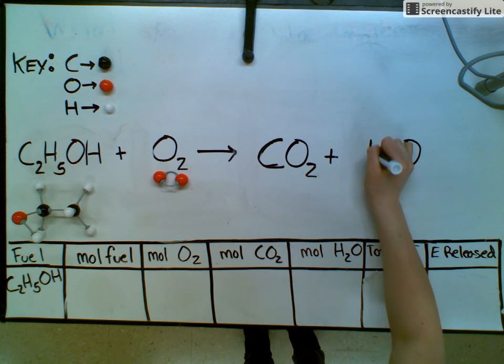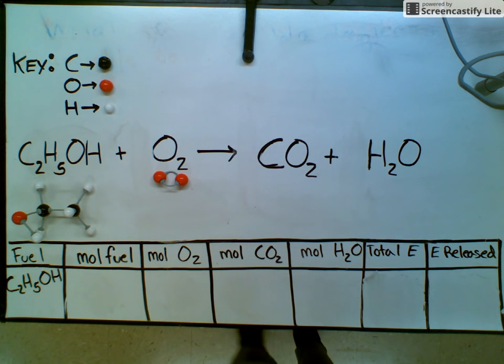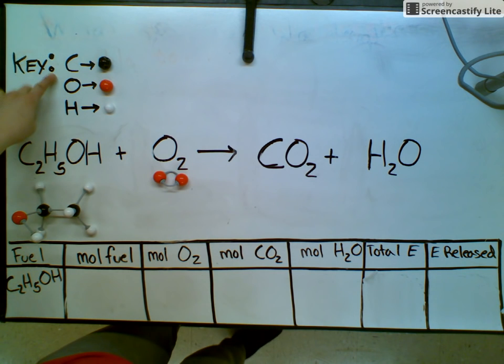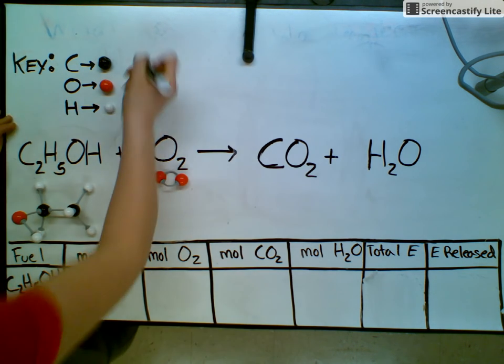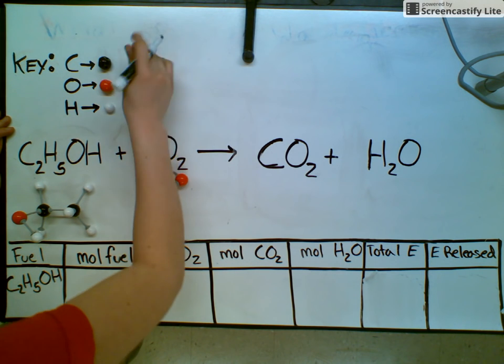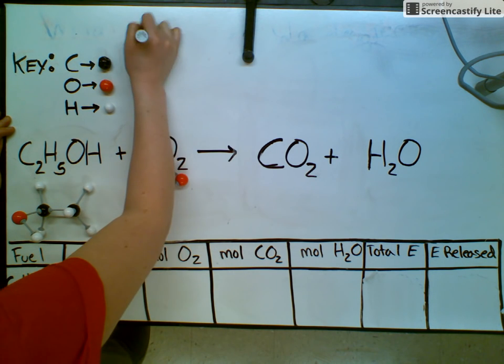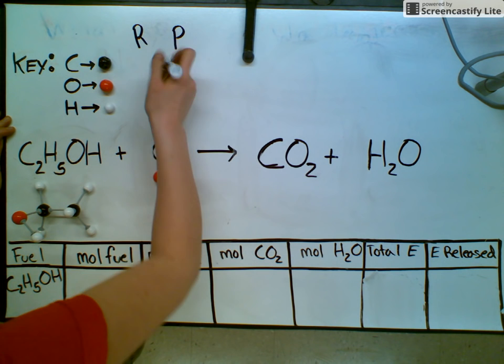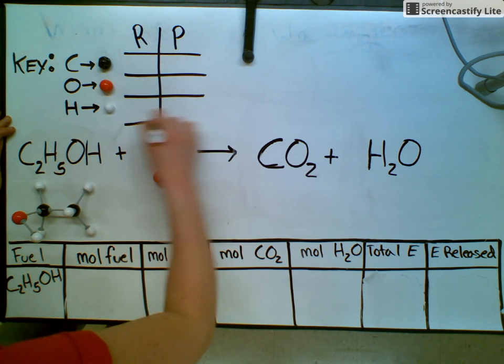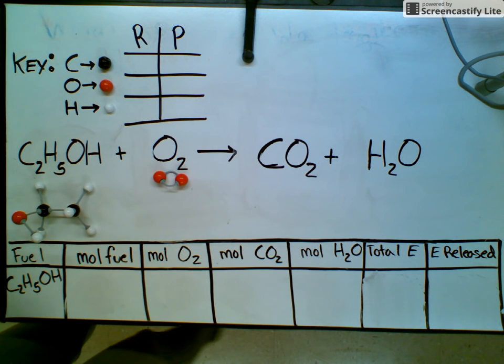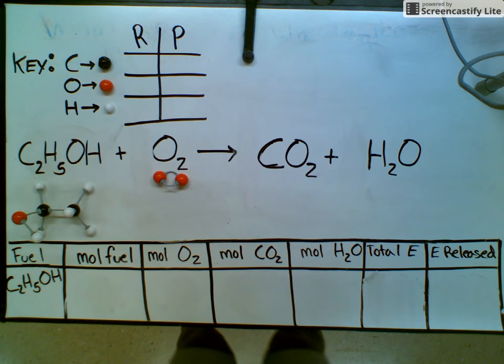All right, so now we're going to go ahead and talk about procedure 2. Our key is exactly the same as it was before. Carbon is black, oxygen is red, hydrogen is white. So we'll come back to this later, but I'm going to do a reactant product chart to keep track of how many of each type of atom I have. Like I said, I'll come back to that in a little bit.